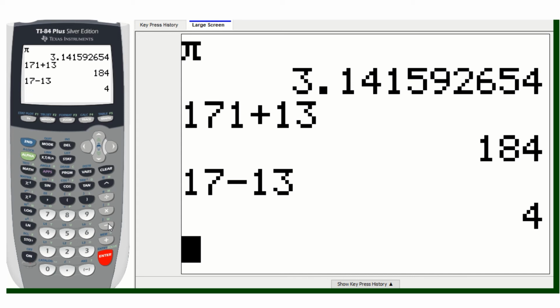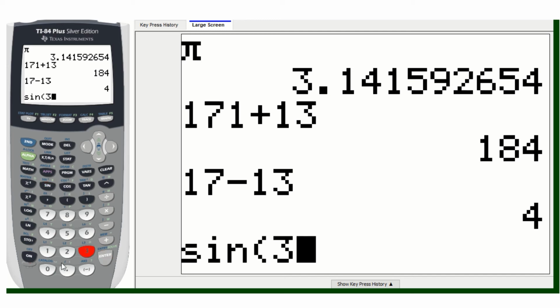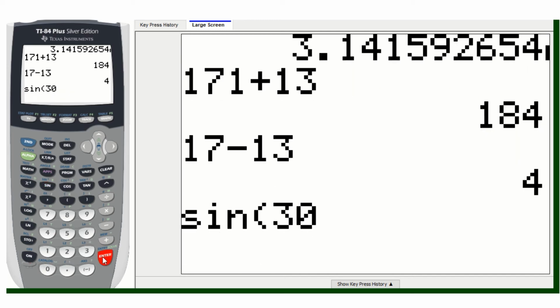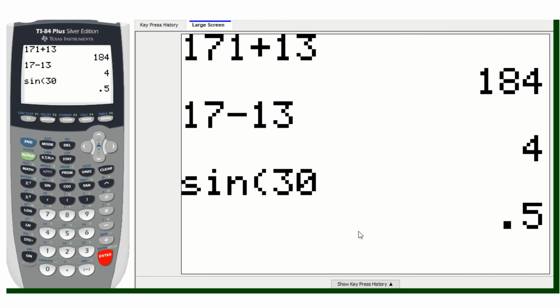For my trig stuff, I do have dedicated sine, cosine, tangent buttons. So if I wanted to know the sine of 30, so just sine 30. If your calculator gave you a number other than 0.5, you are probably in radian mode instead of degree mode. So you might want to be able to change from degree to radian and vice versa during the test. So you go to your mode.